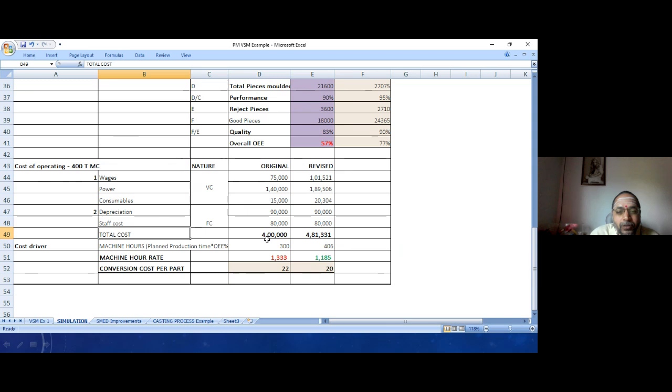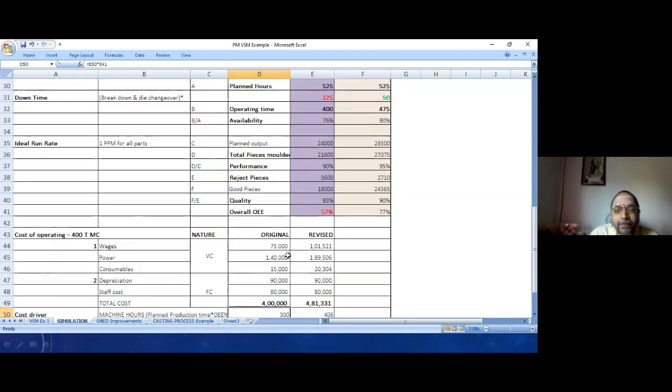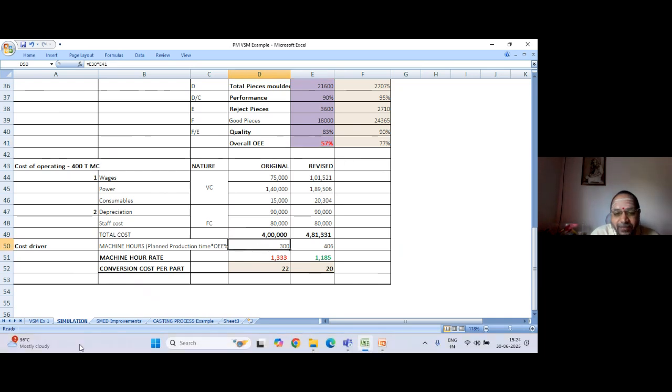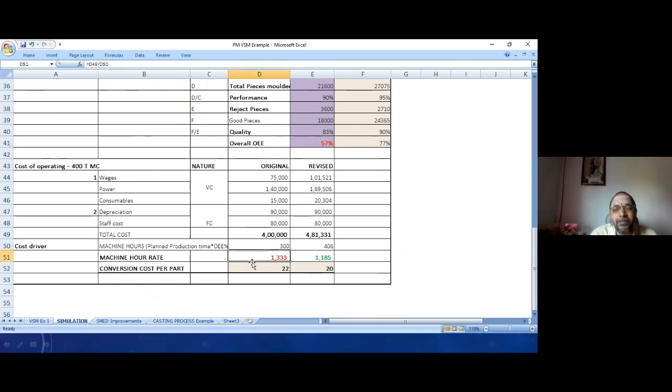You can see here, the cost of operating is 4 lakhs. Machine hours actually worked are only 300 hours, right? Which is planned production time of 525 into OEE of 57, derived machine hours. Look at my machine hour rate. It is 1,333, right? And the per part cost, assuming multiple models are manufactured with the same cycle time, no major difference in time, right? The conversion cost is 22 rupees.